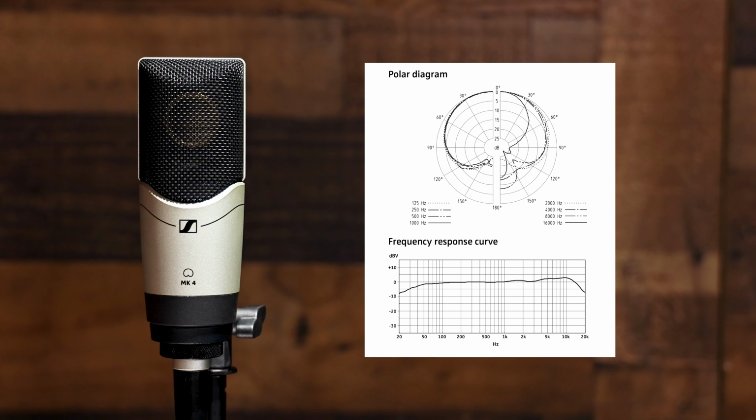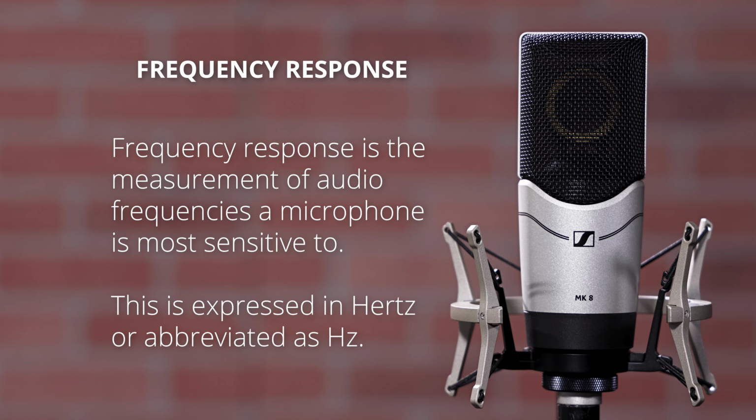Whenever you use a mic, you need to know what applications it's designed for to ensure it covers the frequency response of your sound source. When shopping for a new microphone, frequency response is often the most overlooked element. Frequency response is the measurement of audio frequencies a microphone is most sensitive to. This is expressed in Hertz or abbreviated Hz. Each microphone has a different frequency response, so you need to know how you plan to use your mic.